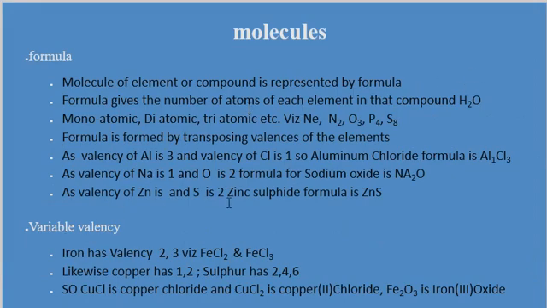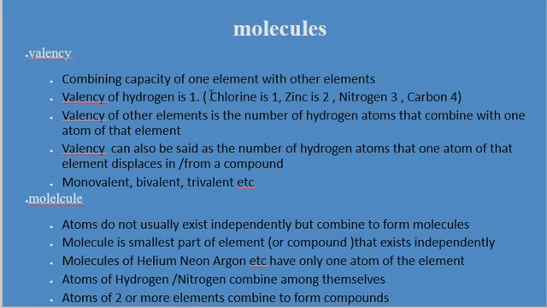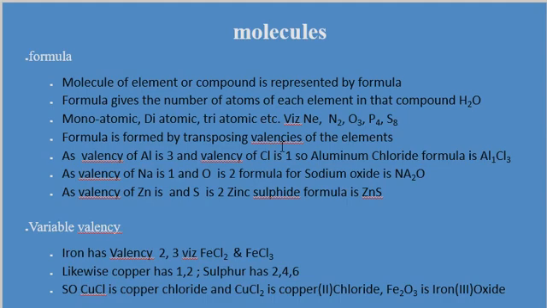The formula is found by transposing the valencies. So we have seen what the valencies are. Zinc is 2, nitrogen 3, carbon 4. A valency means the number of hydrogen atoms that combine with one atom of that element. When you say transposing the valencies, what do we do? If hydrogen and oxygen are combining, the valency of oxygen will come to hydrogen, and the valency of hydrogen will go to oxygen. That is what is called transposing of valencies.